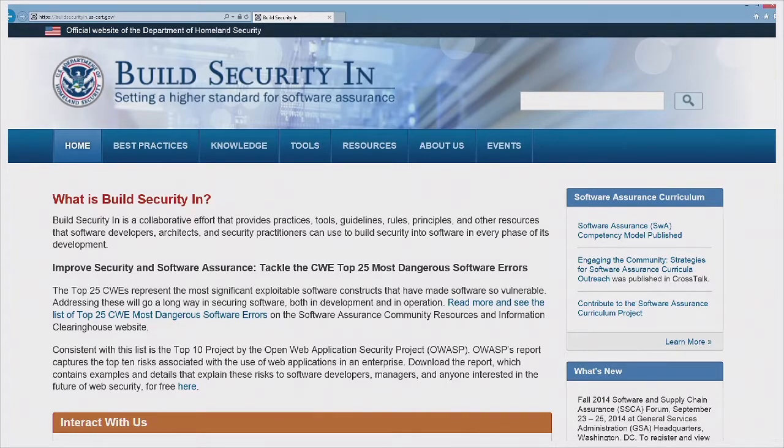So this is the Build Security In website. There is a whole host of resources, best practices, knowledge base, tools, and other information out there. So I would encourage you to visit this site and learn more about the Build Security In collaborative effort.